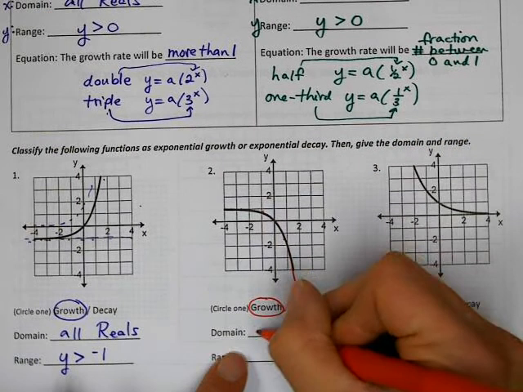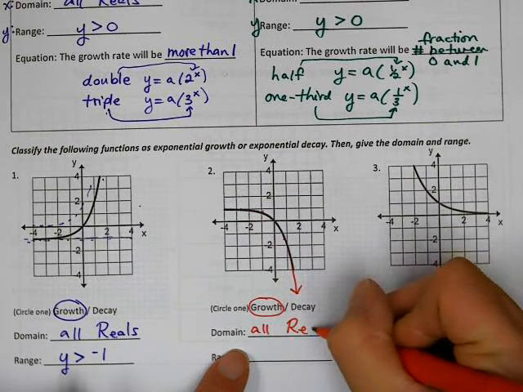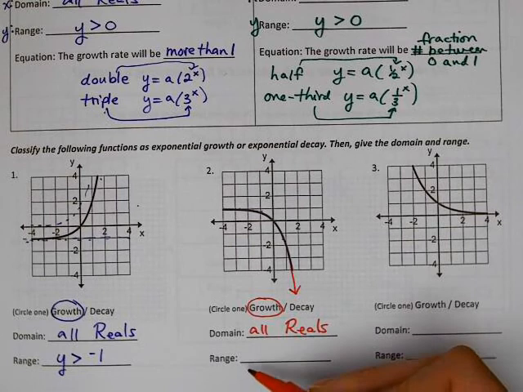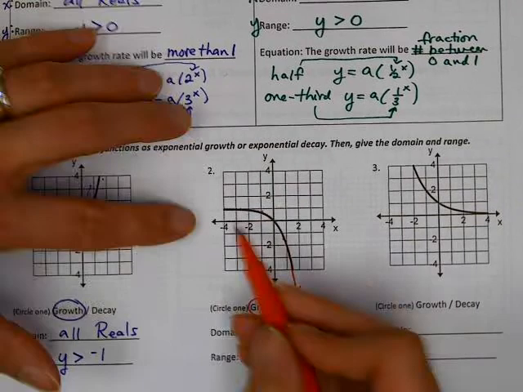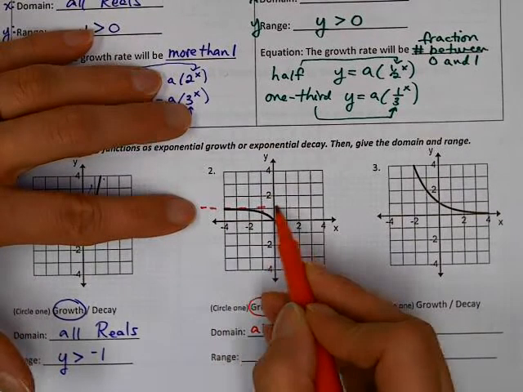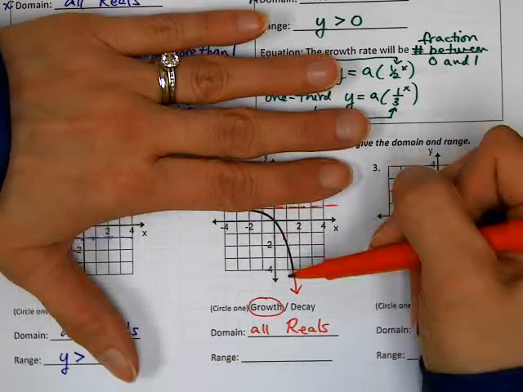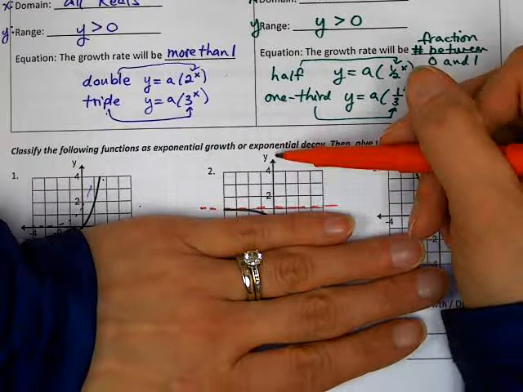Domain is all reals. All reals, we're plugging in all real numbers. But what about the range? I'm going to draw the horizontal line here. The range for the graph is all here. There's no graph that way.